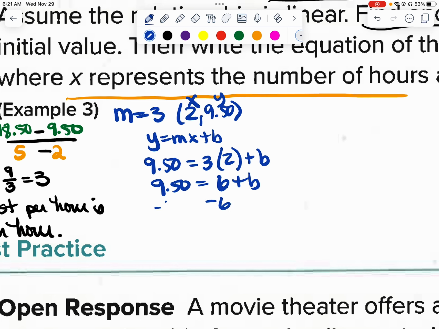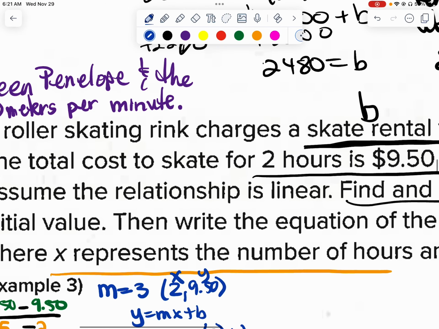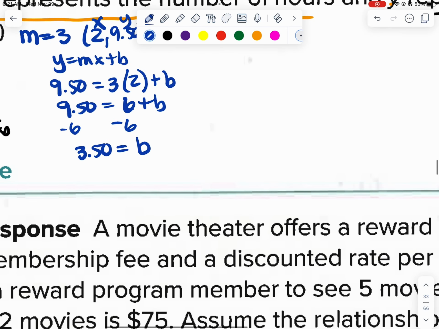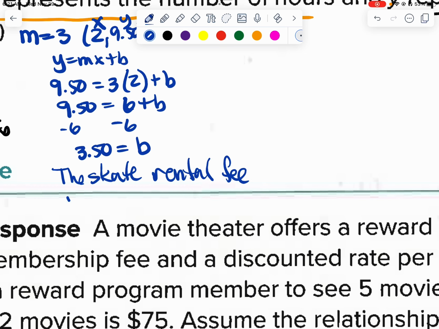I subtract 6. I get $3.50 is b. What was b standing for? The skate rental fee. So the skate rental fee is $3.50.